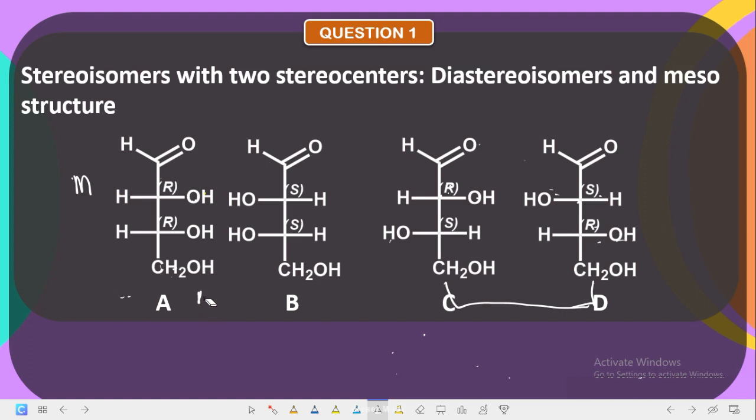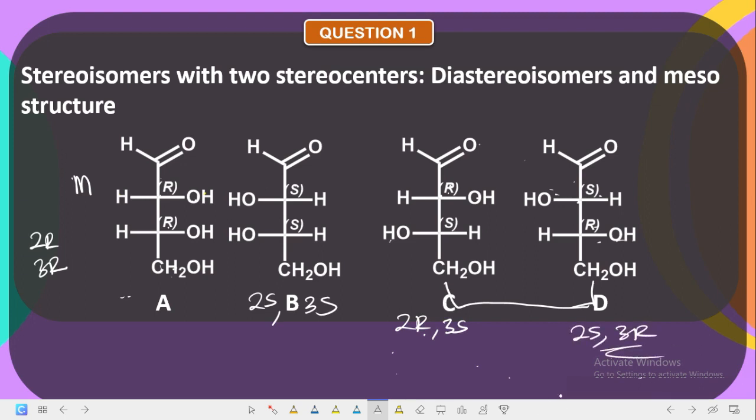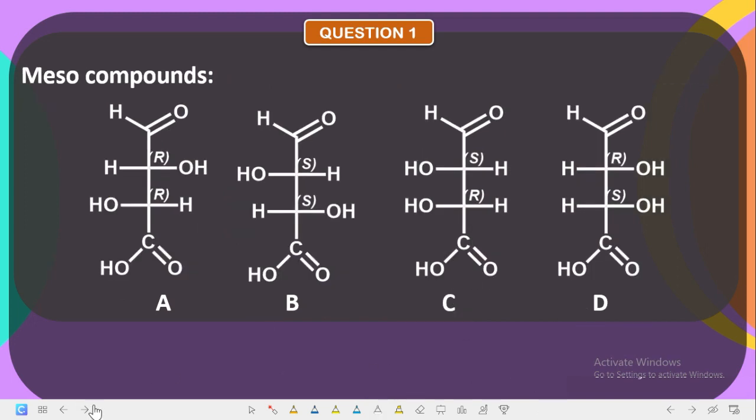So if you are given any compound now, let's say a diastereoisomer, and you are asked to name it, you should be able to name it. So this one now, position number 2, you have 2R. So if you say this one is 2R, this is 3R. Why this one is 2S, 3S. How about this one? 2R, 3S. How about this one? 2S, 3R. Is that understood? So that is that. Now let's look at the next.